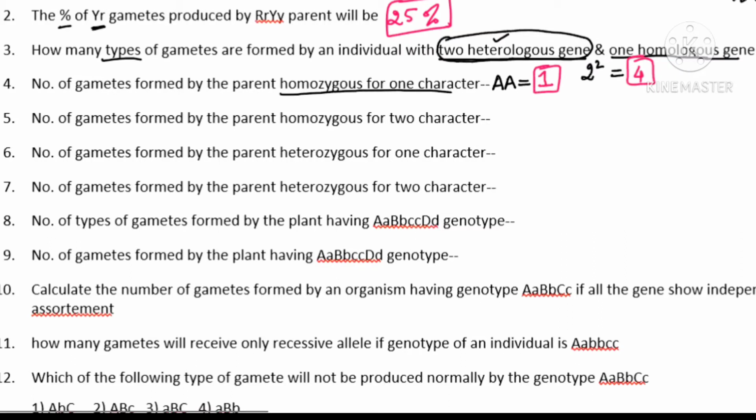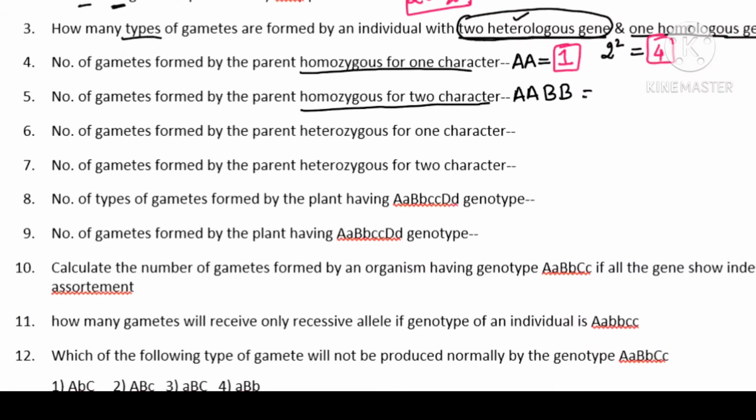And if it is homozygous for 2 characters, this is for 1 character and this is for another character. So again you are able to make only 1 type of gamete, that is capital A and capital B. This is your gamete formation, so your answer for this question will also be only 1 type. Is it clear?